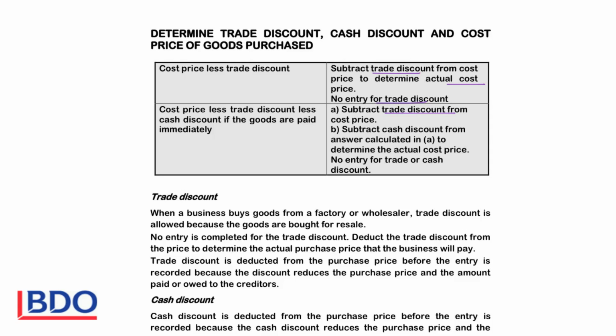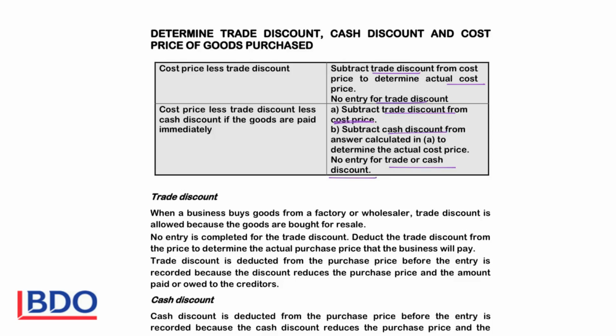So from the answer that you calculated here, you will subtract the cash discount, and you will still not record any entry for trade or cash discount, because you don't pay the money and you don't increase the asset inventory because of a discount that you received.